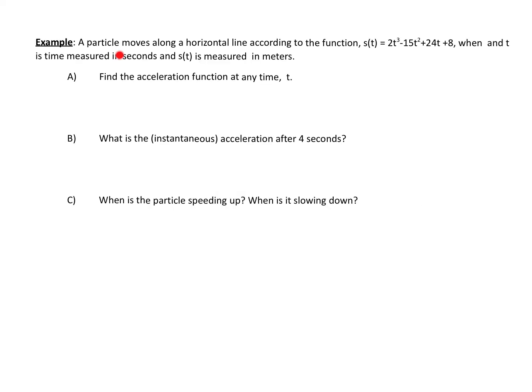It says a particle moves along a horizontal line according to this function when t is measured in seconds and s of t is measured in meters. So it says first find the acceleration function at any given time. So I'm just going to rewrite s of t, which is 2t to the third minus 15t squared plus 24t plus 8. We can find our velocity function by taking the derivative of the standard position. So that would be 6t squared minus 30t plus 24.